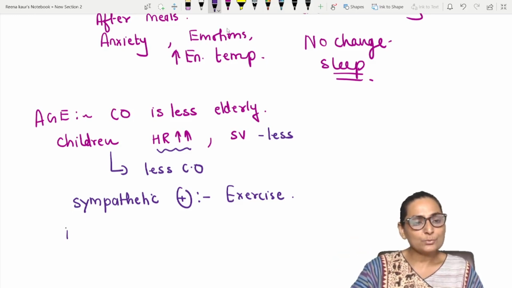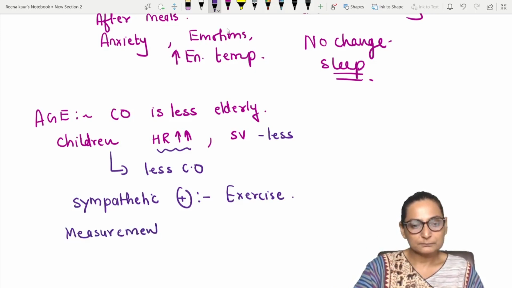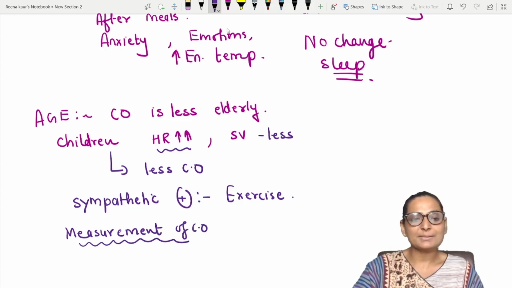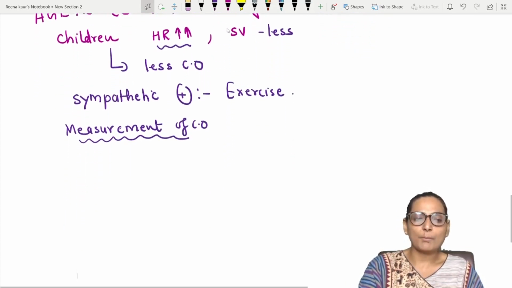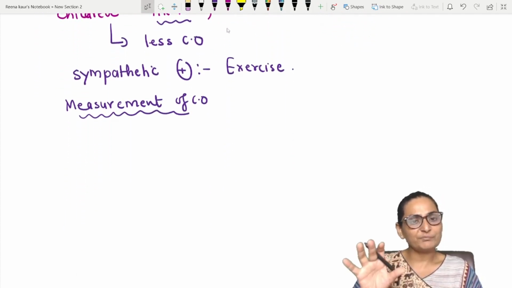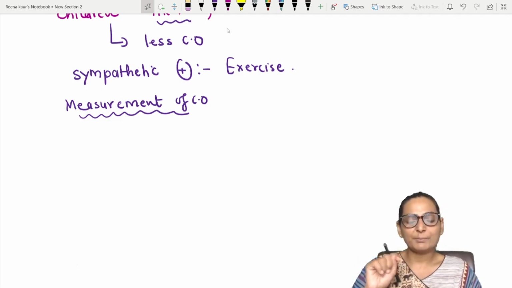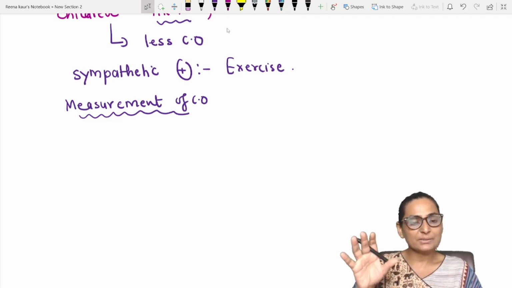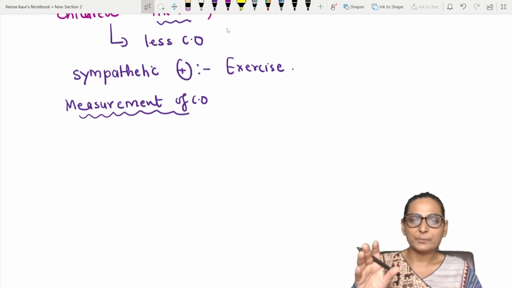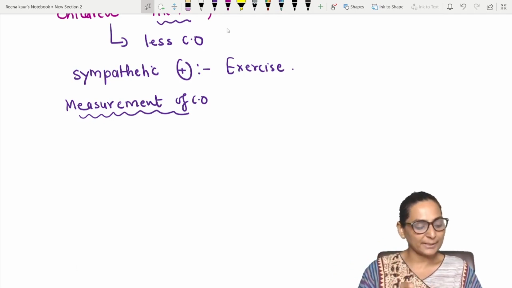Now, how can you measure the cardiac output? Measurement of cardiac output is not a must-know competency. It comes under desirable competency, that means if you wish to learn. But out of this, the Fick principle is important, because the Fick principle is asked as a short note. So we will concentrate on the Fick principle. However, I'll just let you know the names of different methods by which you can estimate cardiac output.